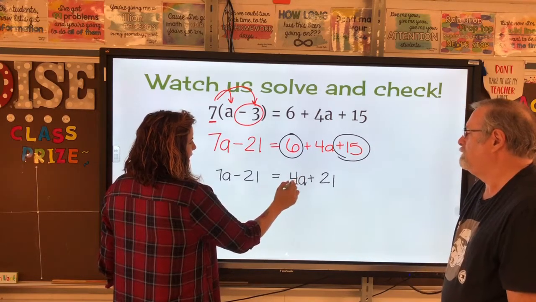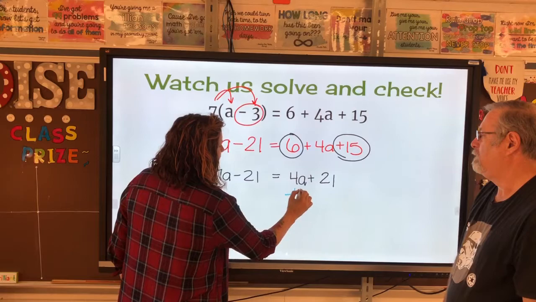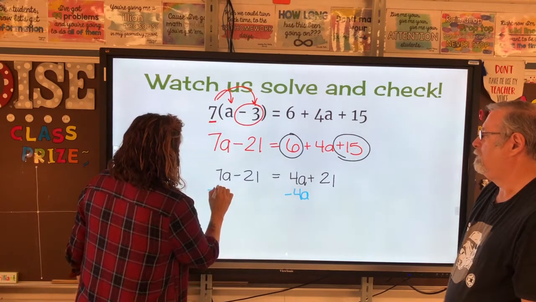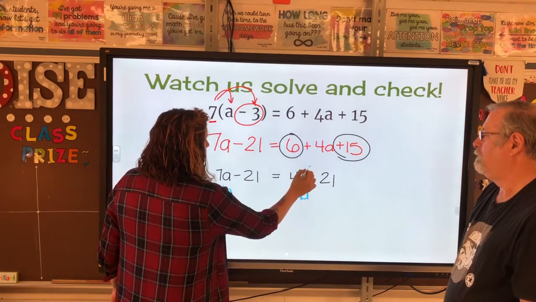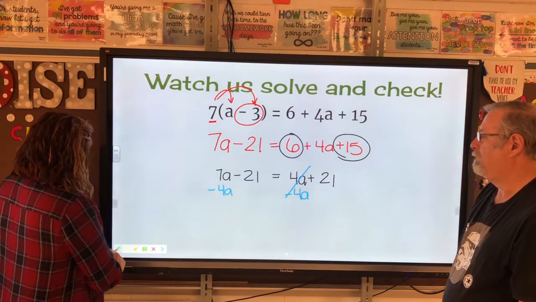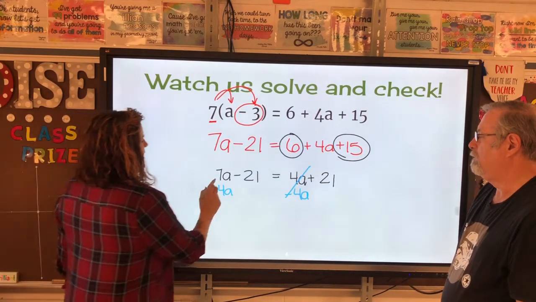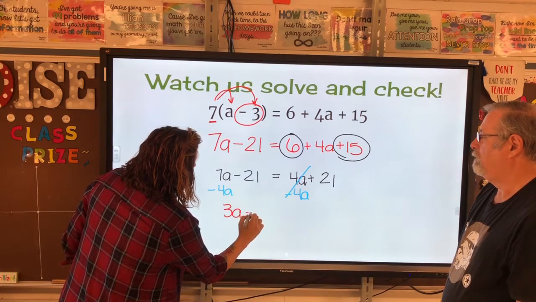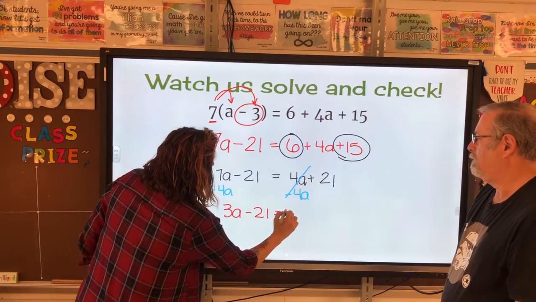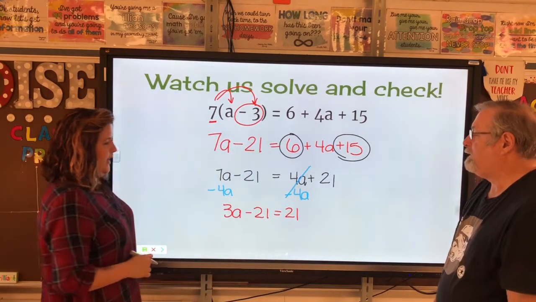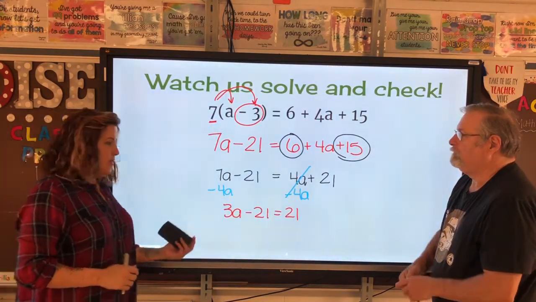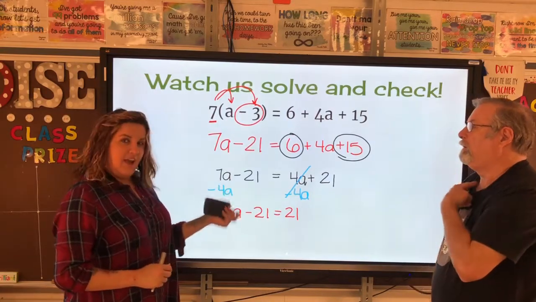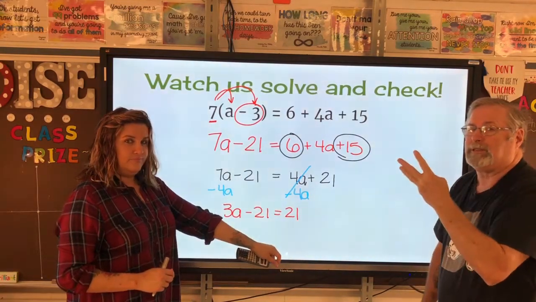So here's a 4a, and it's positive, so I'm going to subtract 4a from both sides. It goes away over here, and I'm going to write in a color other than blue. And 7a minus 4a is 3a minus 21 equals 21. Excellent. So now that the variables are all on the left-hand side, I've got to get the numbers on the right-hand side. 3 steps down, 2 to go.